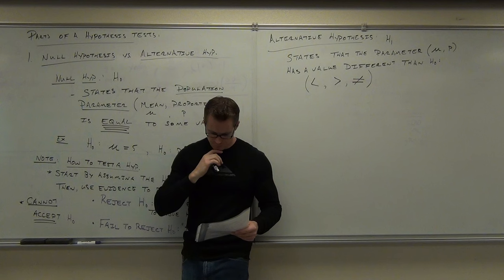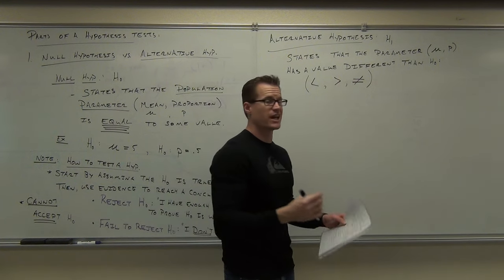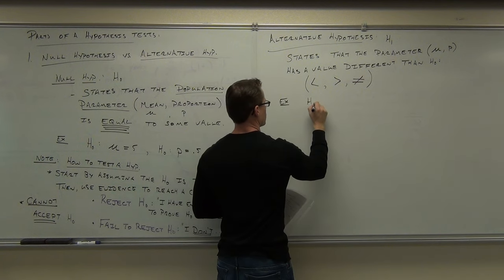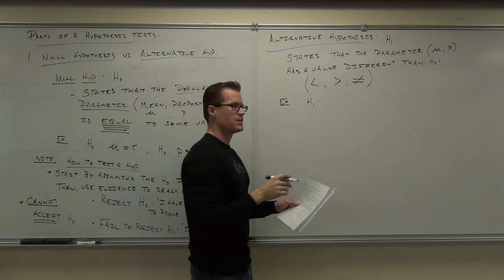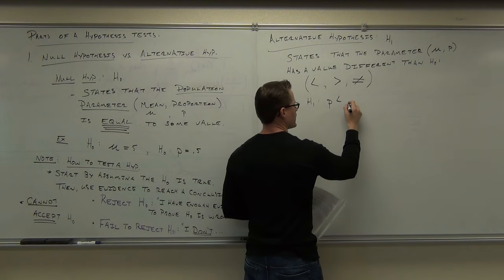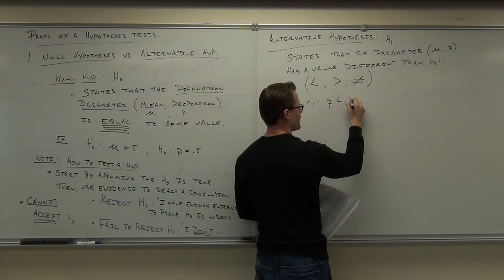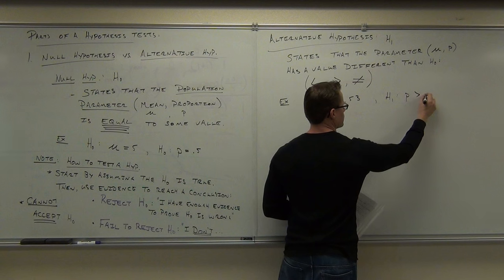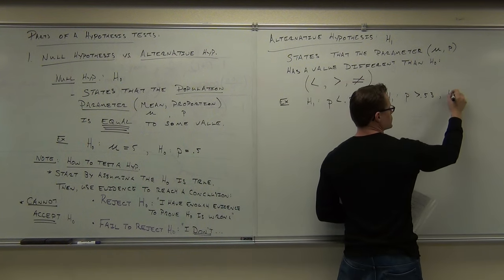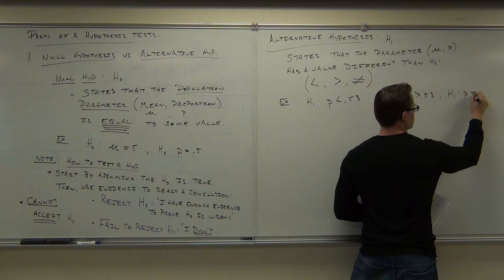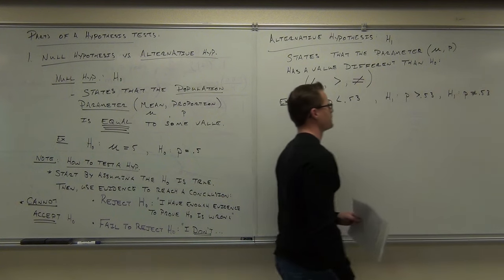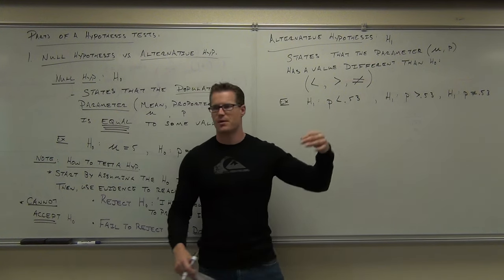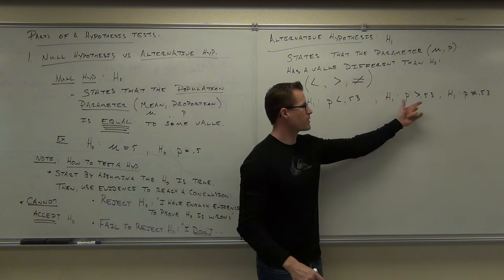Good. All right. Let me give you a for instance on how you're going to see H sub 1, just like I did over here. H sub 1, we might see proportions. You could have a proportion less than a stated value, like 0.53. Or you could have greater than. Or you could have not equal to. Those are really the only three ways that you're going to see H sub 1, the alternative hypothesis. You'll see a less than sometimes, or a greater than, or not equal to.